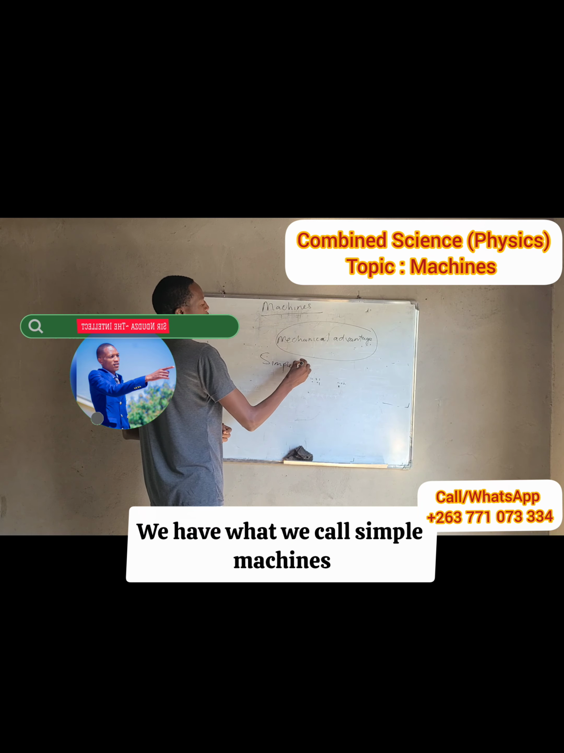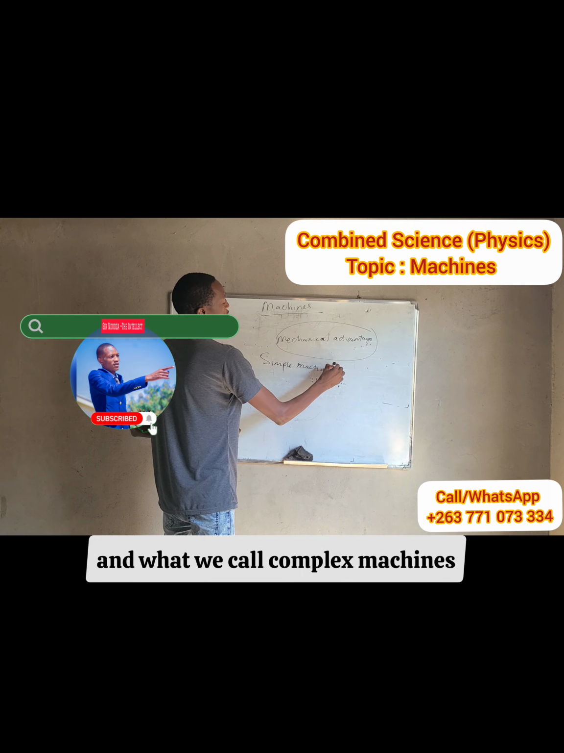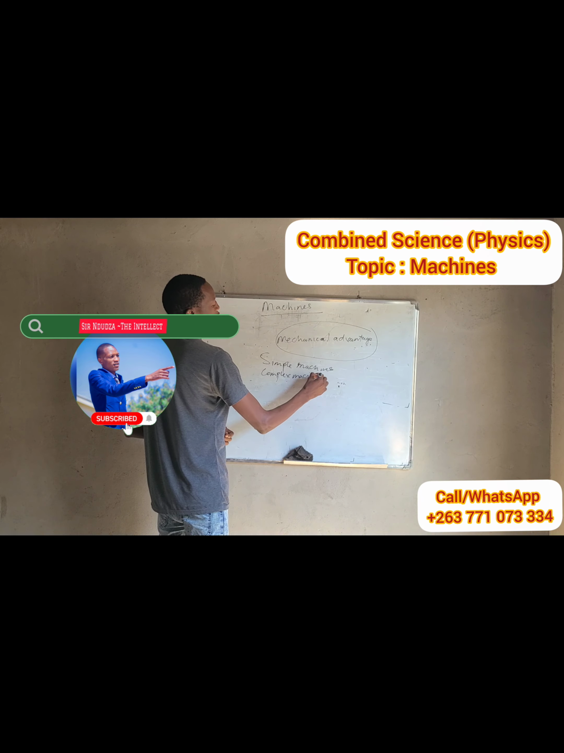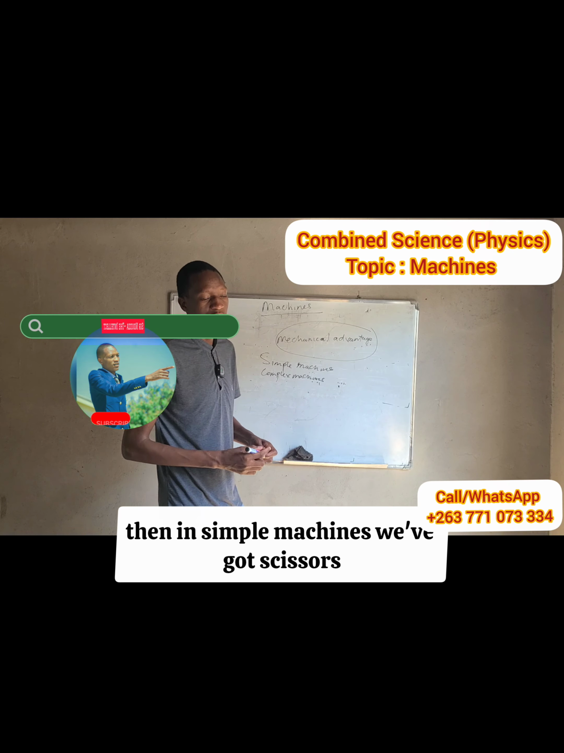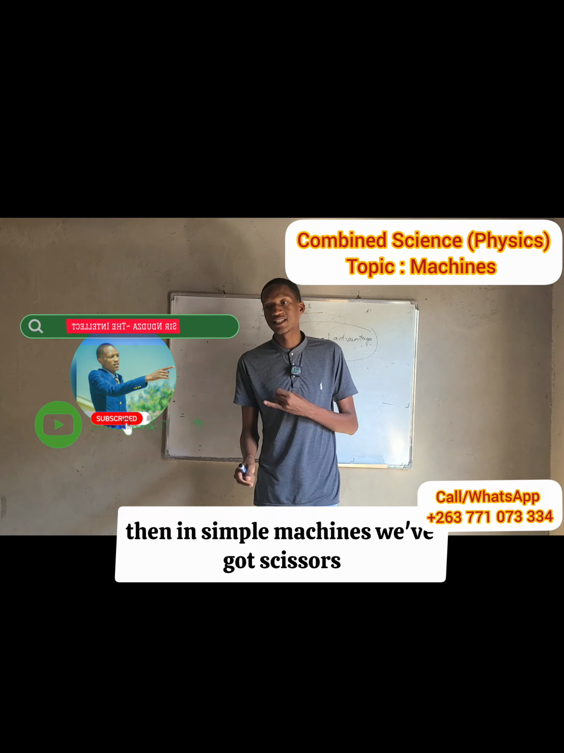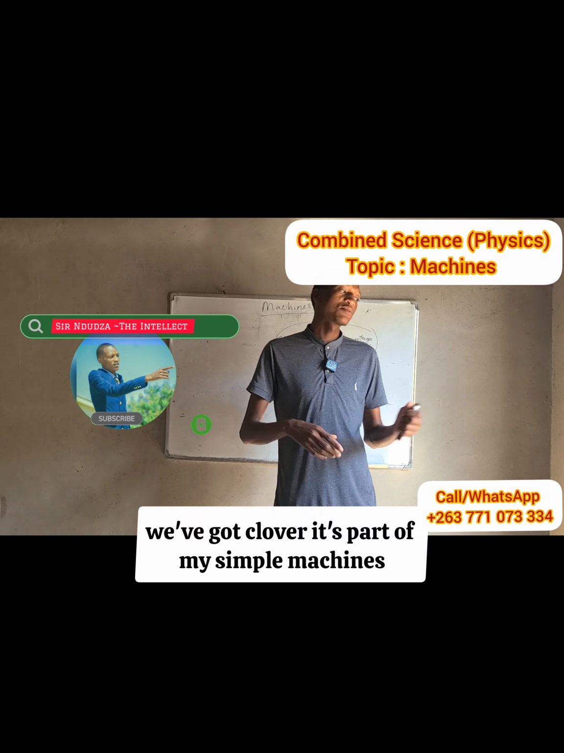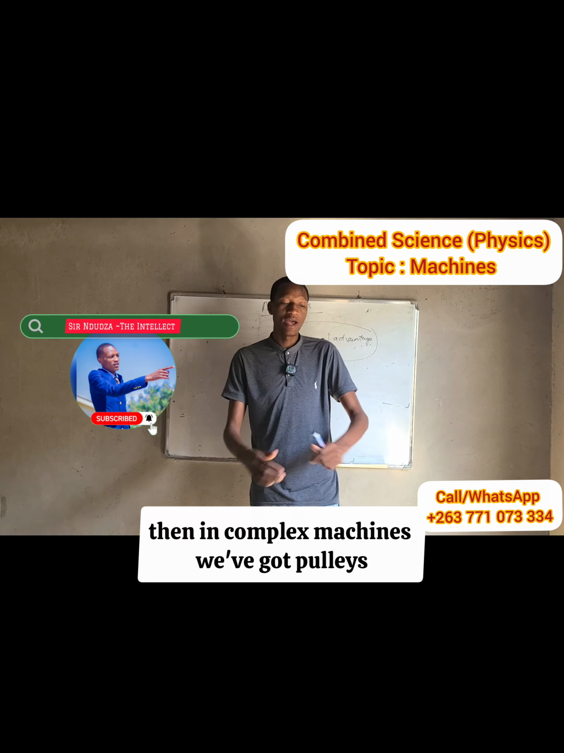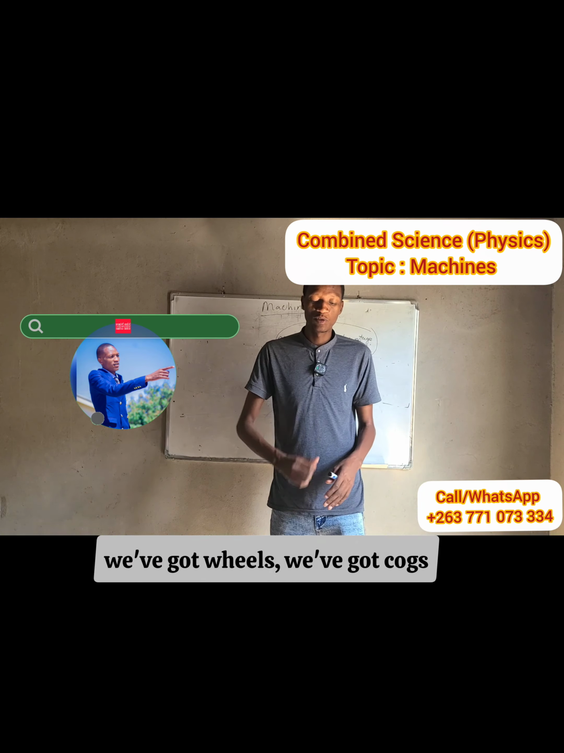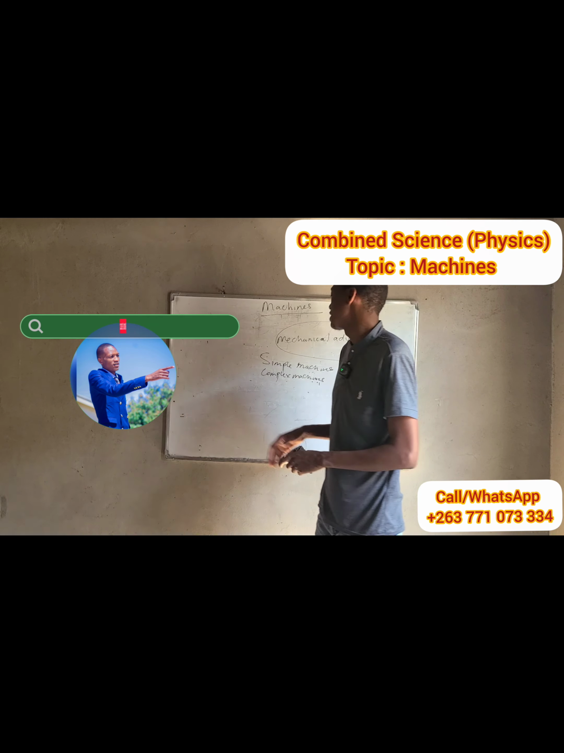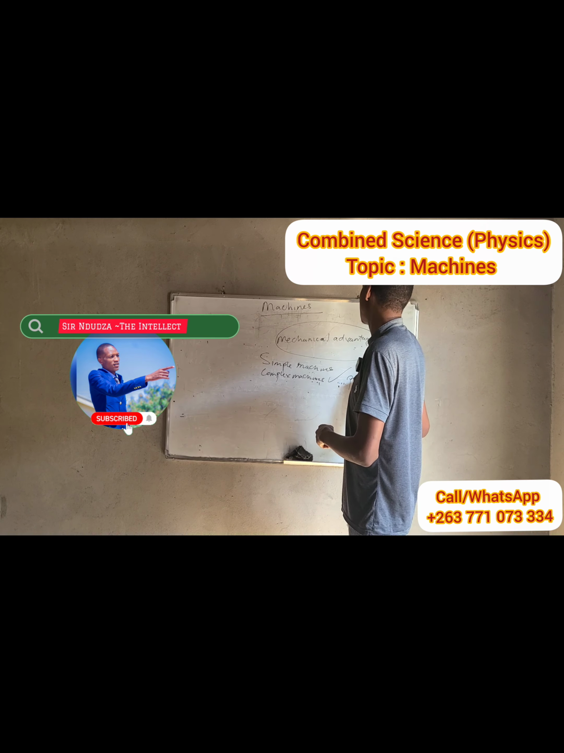We have what we call simple machines and what we call complex machines. In simple machines we've got scissors, chigero, levers and others. Then ine bhara, it's part of my simple machines. Then kuma complex machines tine anonzi ma pulleys, ma wheels, ma cogs andika.